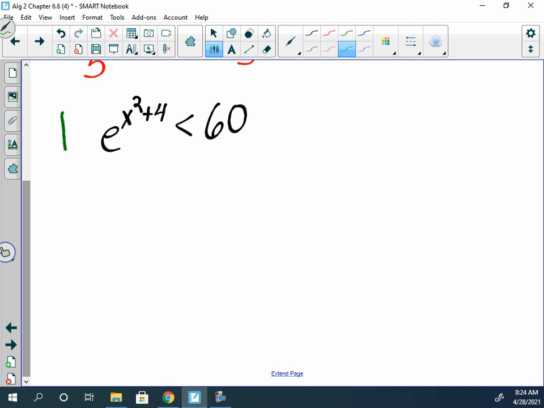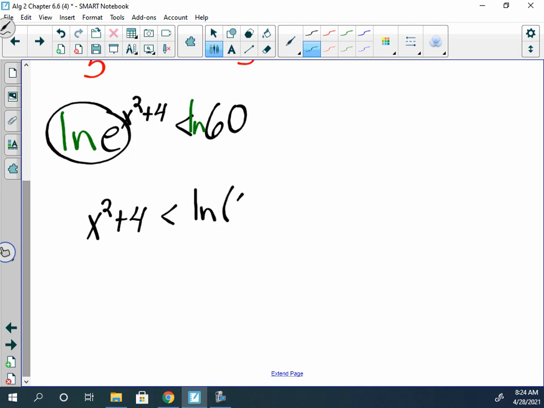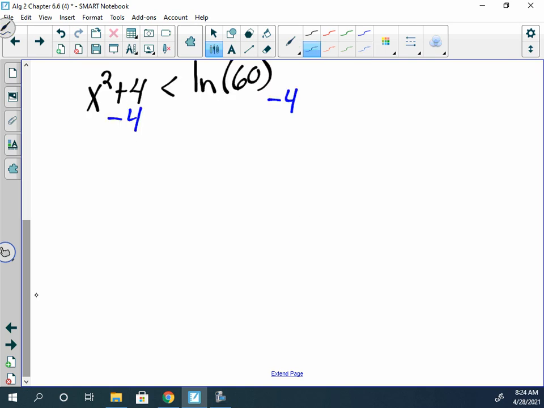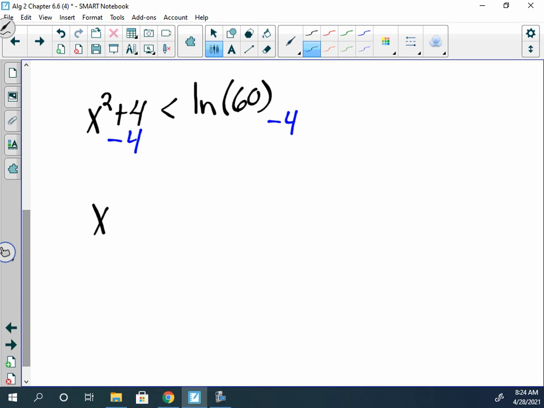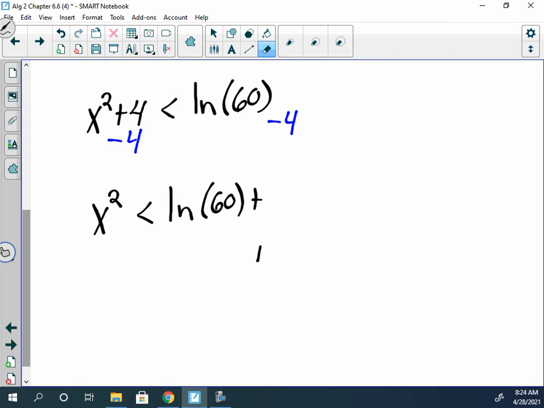Because to get rid of e, we're going to need to apply the natural log to both sides. Because ln of e is 1, we can move the x squared plus 4 out front, and it is less than ln of 60. We subtract the 4 from both sides, which tells us x squared is less than ln of 60 minus 4.